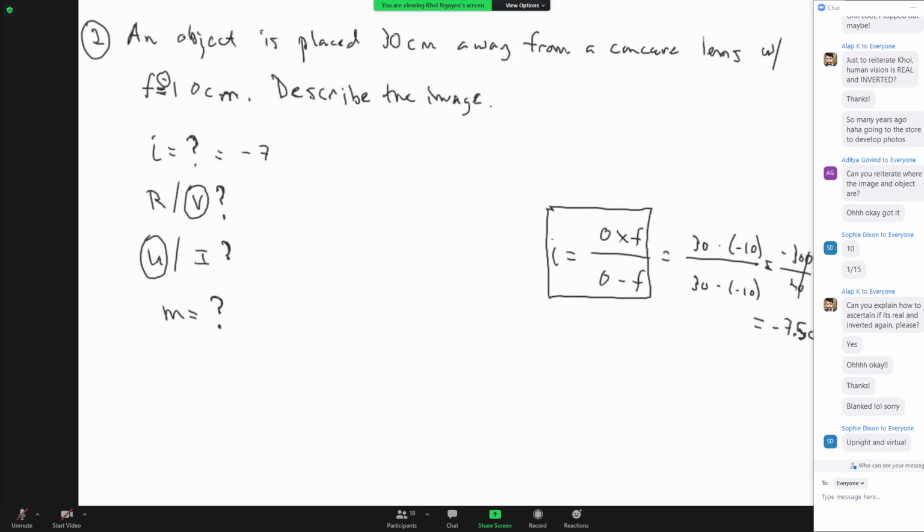So negative will tell you what? It's virtual. Magnification is simply negative I over O. So that's negative of a negative 7.5, and O is 30. So that's going to be equal to a quarter. And it's positive. You notice positive tells us what? It's upright. So it matches with what we expect for a diverging device, upright and virtual.